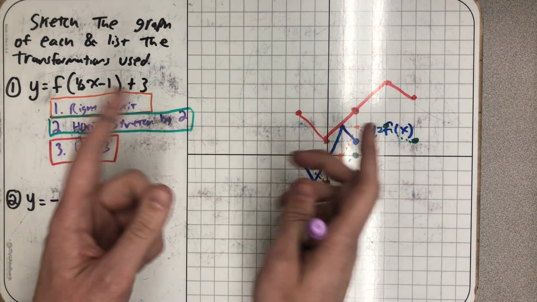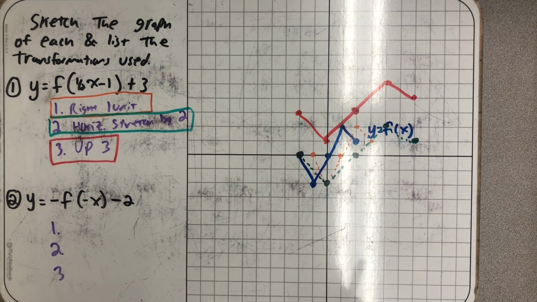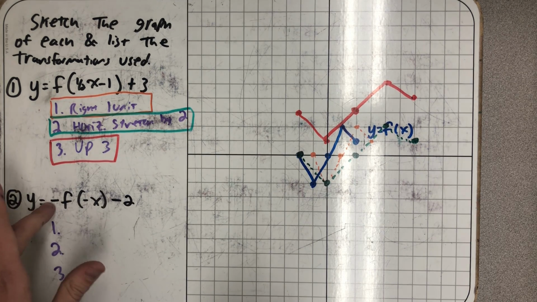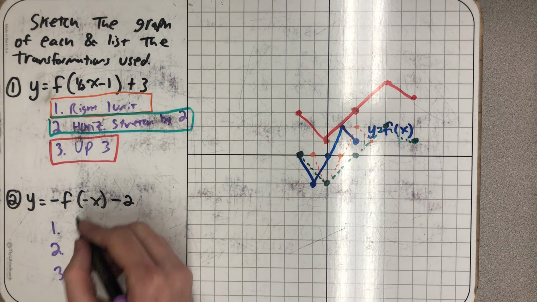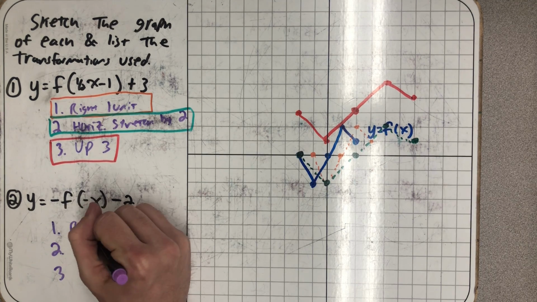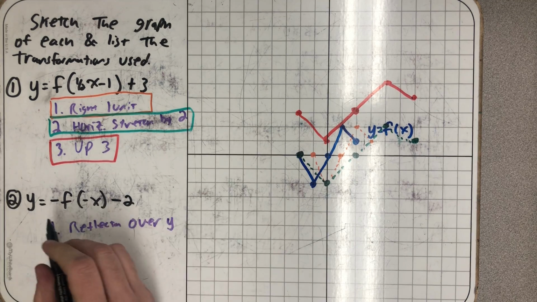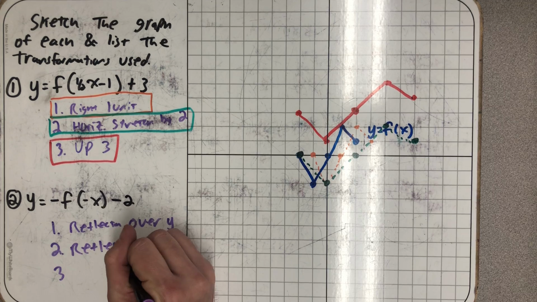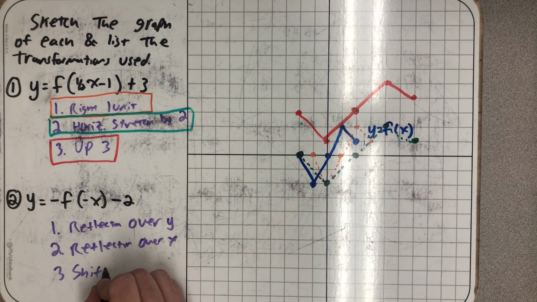Well, there is no horizontal shift left or right. I don't see anything on the inside that looks like an x minus c. There is no stretching or shrinking. I don't have a number in front of the x or a number in front of the y other than a 1 or minus 1, of course. And so I'm going to start with the reflections. Replacing x with minus x, well, that's a reflection over the y-axis. Putting that minus out front, that's a reflection over the x-axis. And then finally, there's a shift down 2 units.